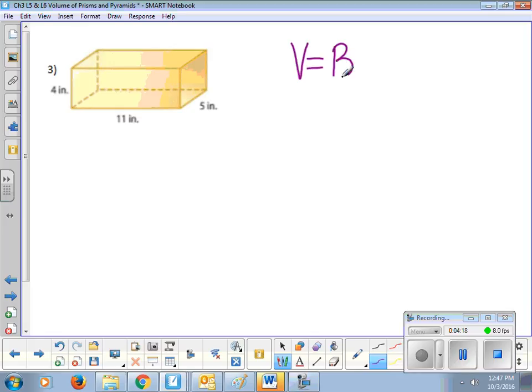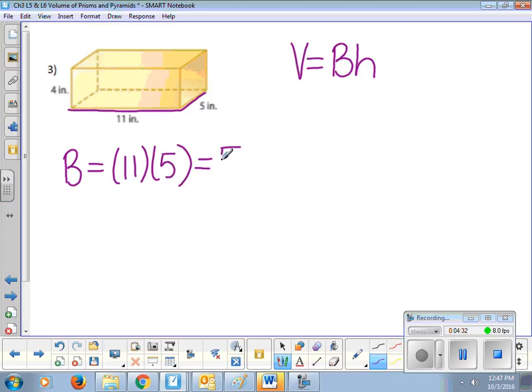Okay, number 3, we have another rectangular prism. Our volume formula is area of the base times the height. To find our area of the base, we're multiplying length times width, or base times height of our bottom shape, so we're multiplying 11 times 5. 11 times 5 gives us 55, and our height for this prism is 4.